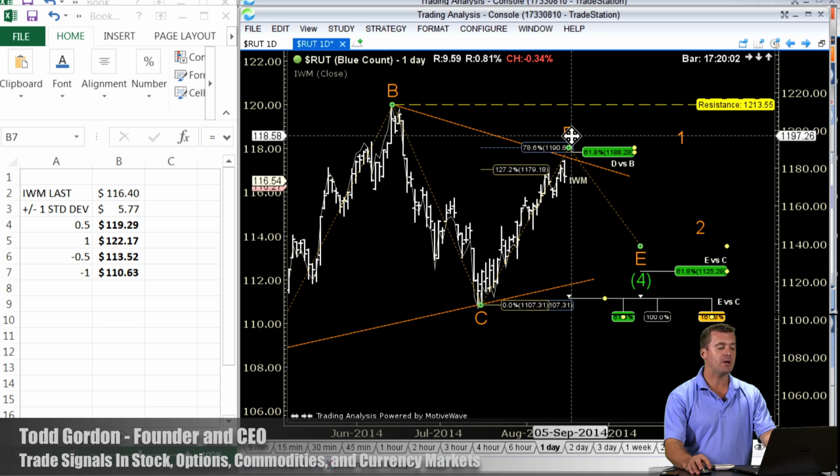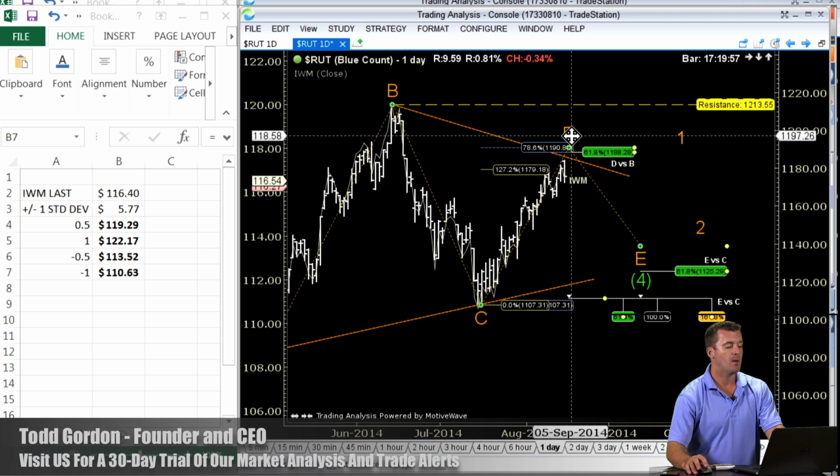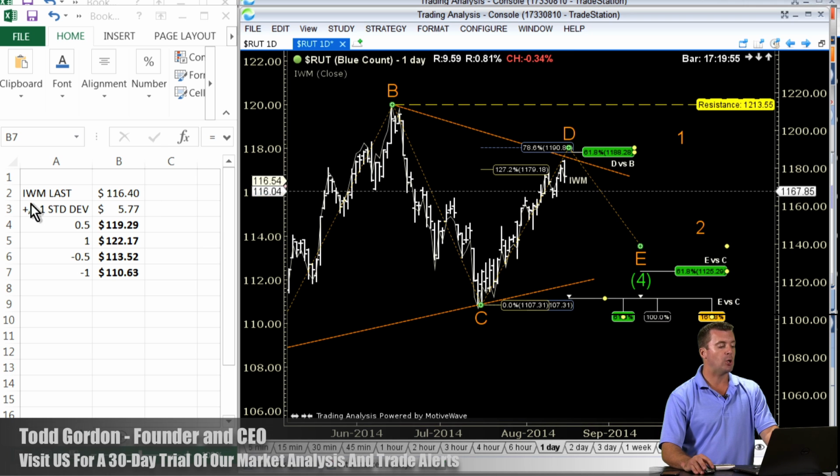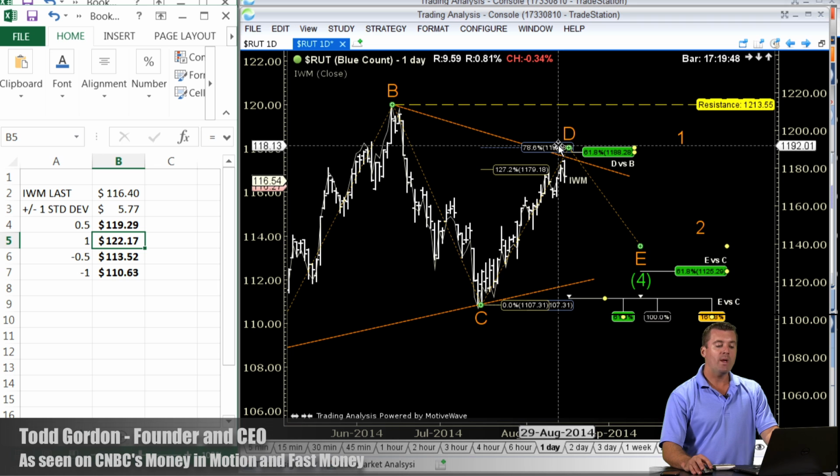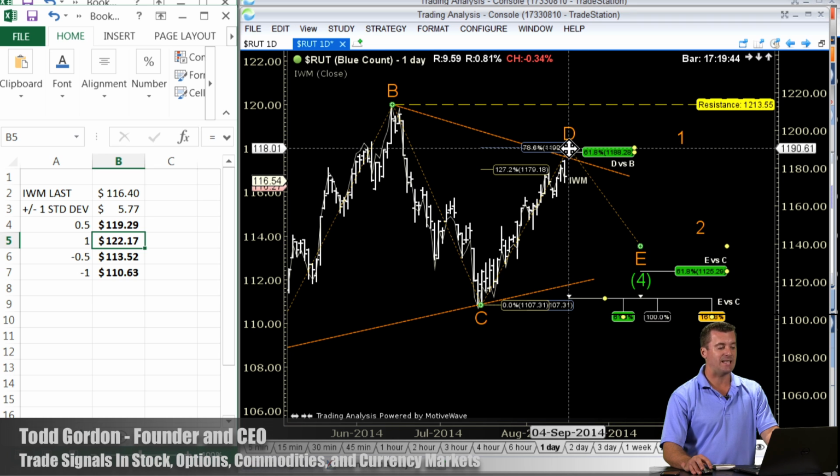We want to do an iron condor. I love doing iron condors within Elliott triangles. So the +1/2 standard deviation is at 119.29, and the +1 is at 122. We don't think the Russell is going to get above 1190 here.